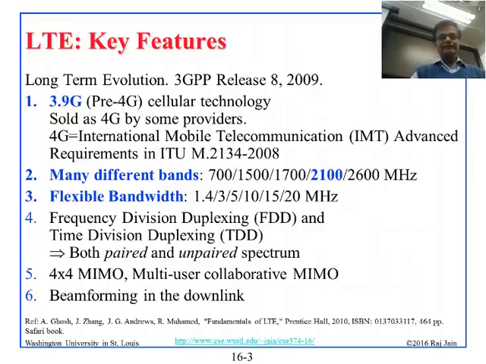So the second thing is it says that both paired and unpaired spectrum can be used. So what is a paired spectrum? Paired spectrum is required for FDD. For FDD, you need down and you need an equal amount up. That is paired spectrum. Remember you saw that 900 to 950 megahertz and 45 megahertz away, similar bandwidth there was, right, in GSM. So that is paired spectrum. For TDD, you don't need paired.